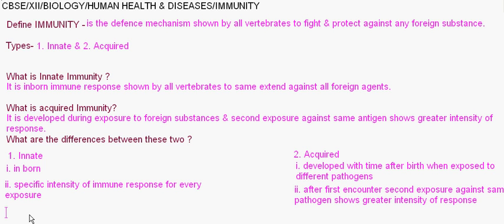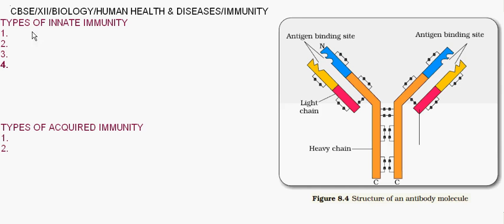Types of innate immunity. Basically, the types are the parts of our body, internal organs or external structures involved. Basically, these are barriers. First one, physical barrier. Second one, physiological barrier. Third one, cellular barrier. And fourth one, cytokines.